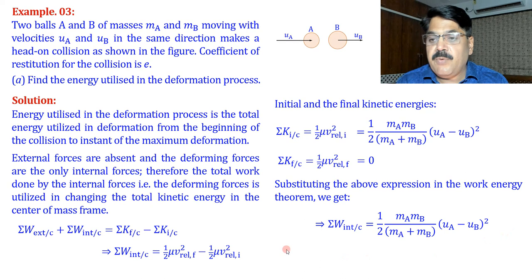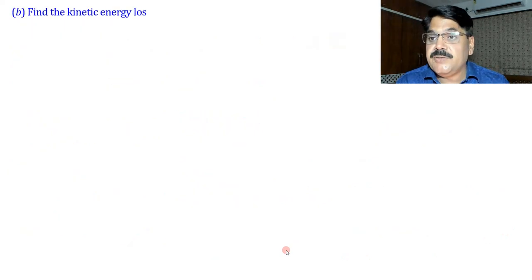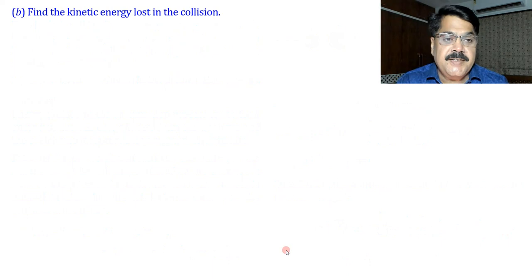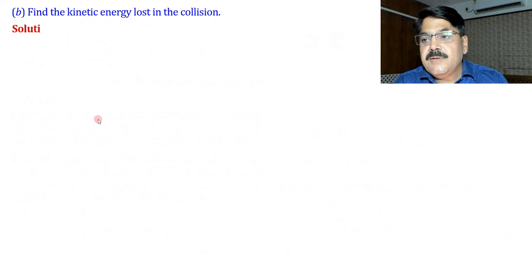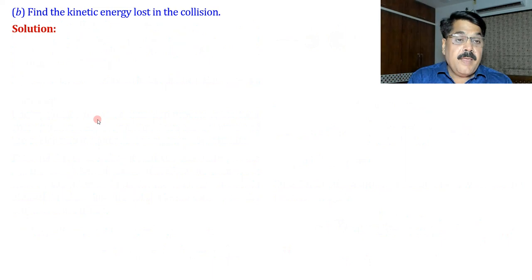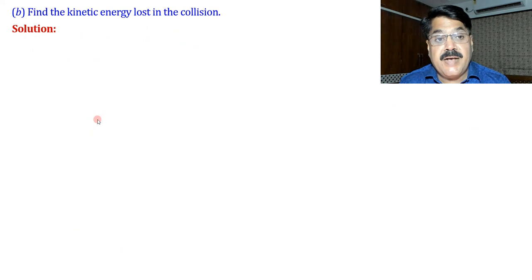Now we come to the B part. That is very interesting. What? Find the kinetic energy lost in the collision if the coefficient of restitution is E. What idea can we think of here? Again, there are no external forces. So kinetic energy of mass center will remain unchanged. One thing. So what is going to change? Only kinetic energy in the center mass frame. And this can be changed only by internal forces.